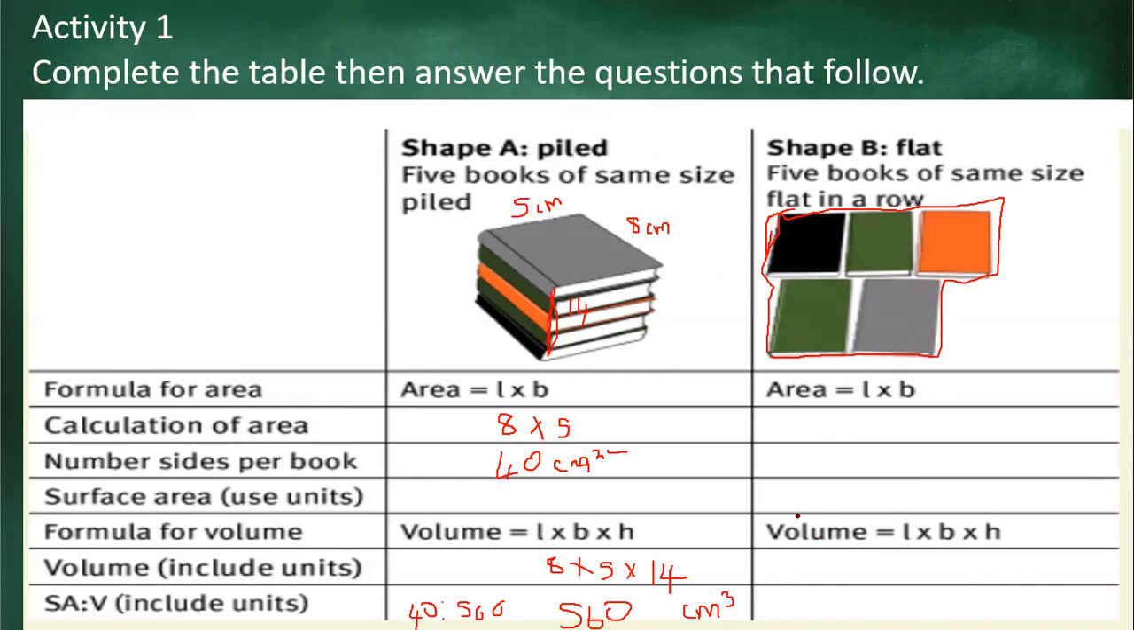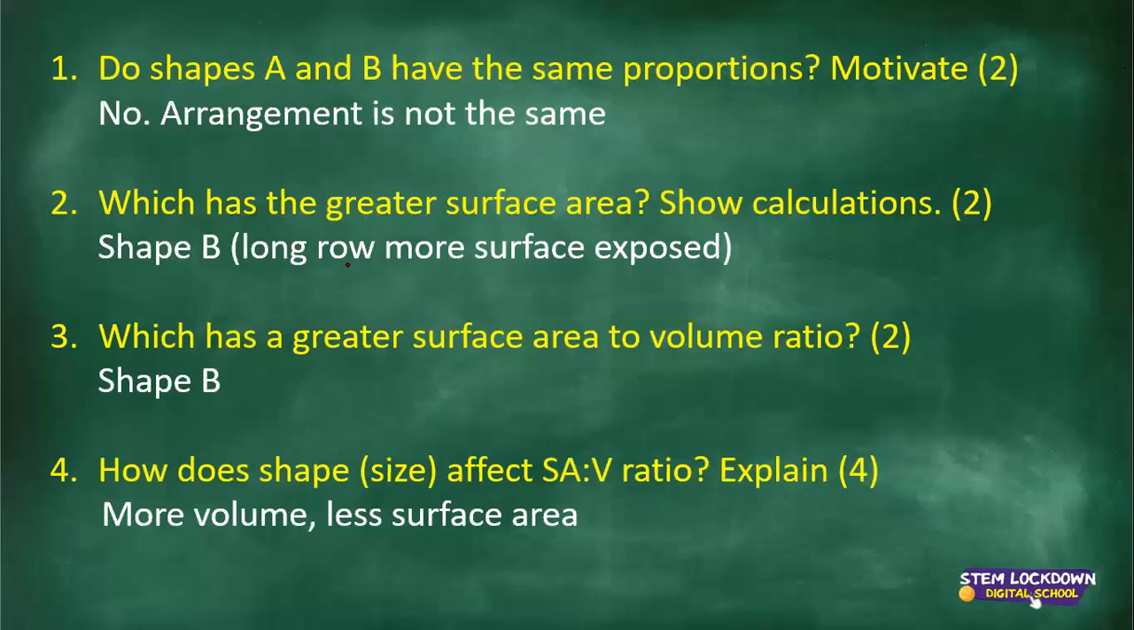Why do we say it has a greater surface area? It has a long row and more surface is exposed, as opposed to those books that are piled together. They're taking up less space, meaning the area there is less. So that surface covered is only a little bit.